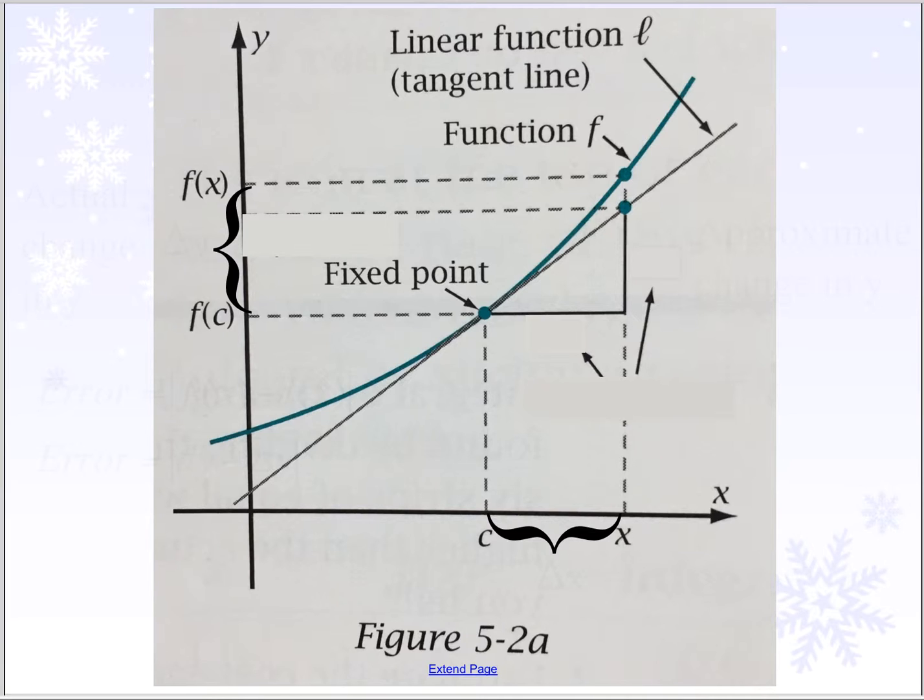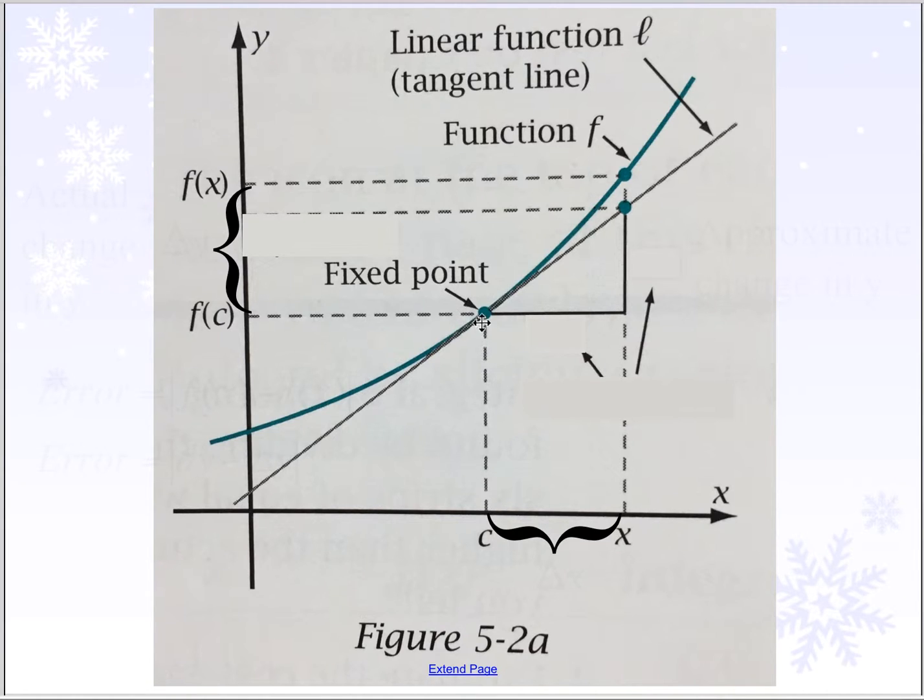So here's a graph of a function f as well as its tangent line. We're going to start calling that function L. And you can see it is at the x value of c. That's called our fixed point. So that's the point at which we have our tangent line drawn. And there's a couple of different parts that we are going to label this graph with.